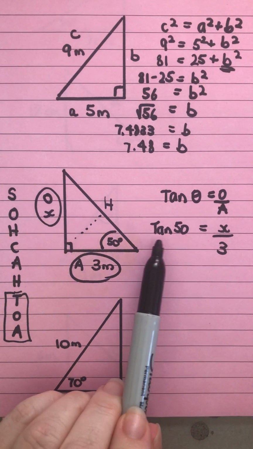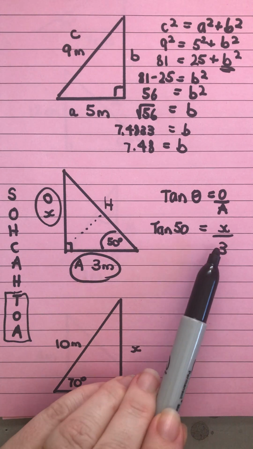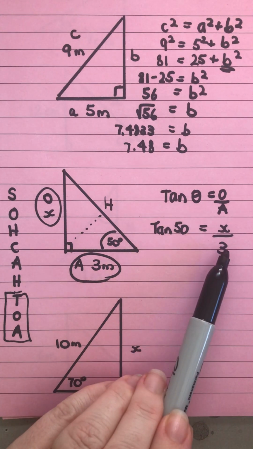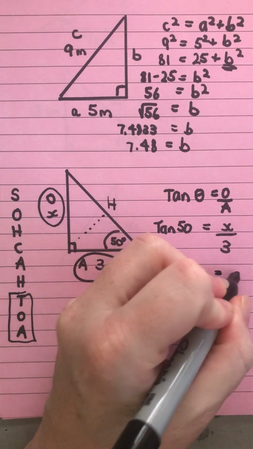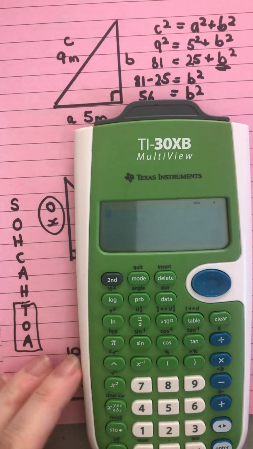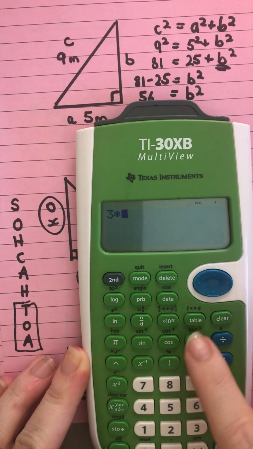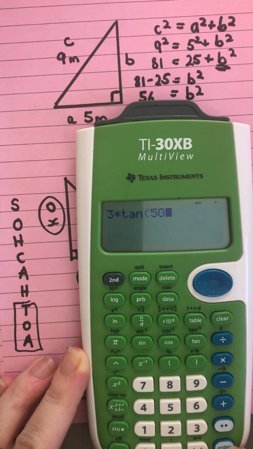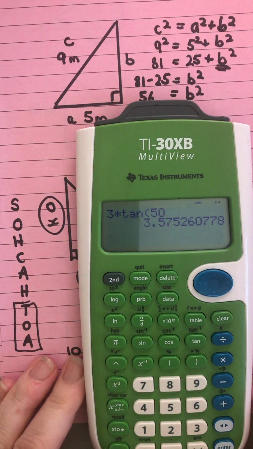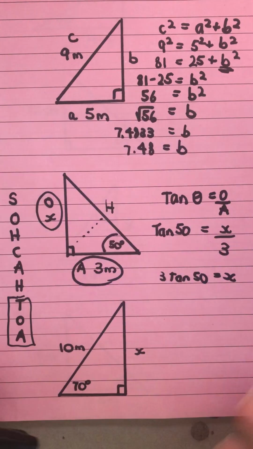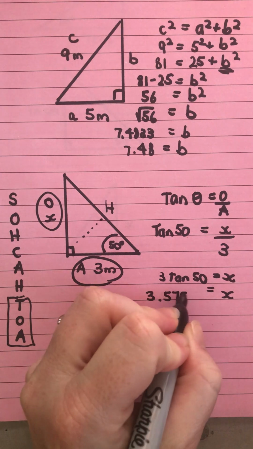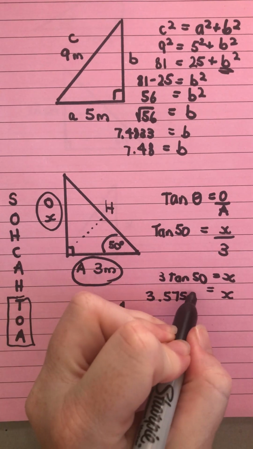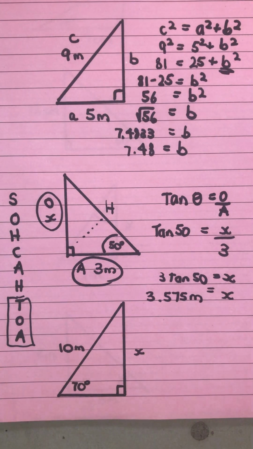So now that we've got tan 50 is x over 3, we're going to multiply by 3 because that means x divided by 3. So 3 tan 50 is going to give us x. So we can type that straight into our calculator. 3 times tan of 50, and we get 3.575. And our unit here is meters, so we can put the meters there.